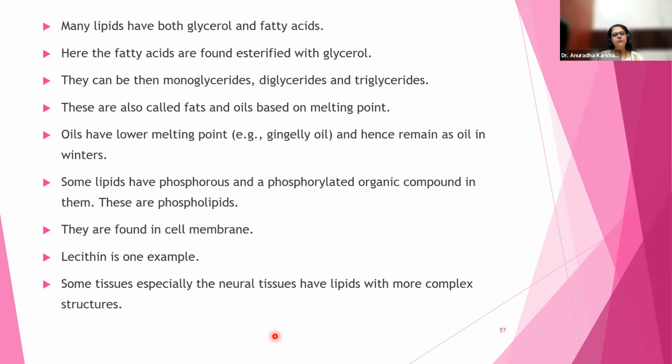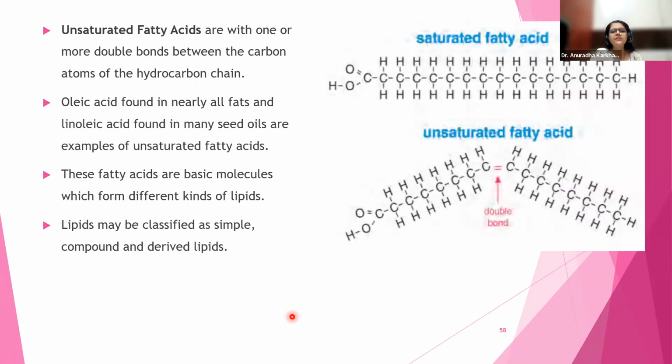Some tissues, especially the neural tissues, have lipids with more complex structures. So the nervous tissue, we know myelinated sheath, non-myelinated sheath. Do you remember all these? So obviously they are going to be what? Lipids. Okay, look at this unsaturated fatty acids and saturated ones. The difference between them is very clearly seen.